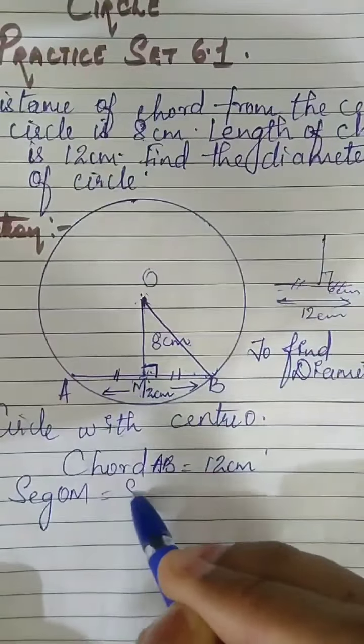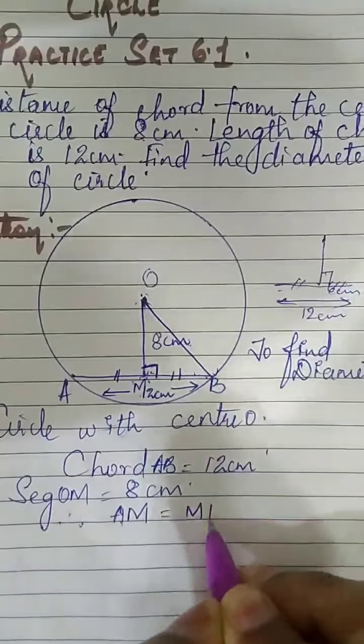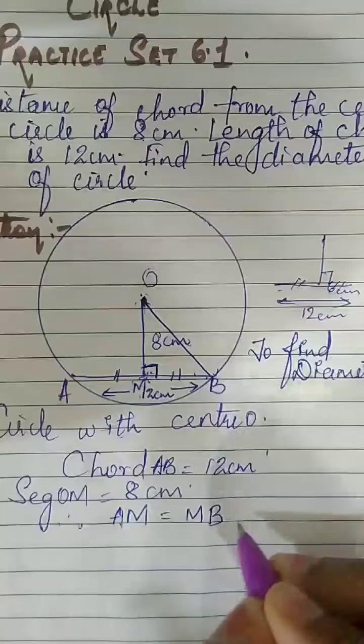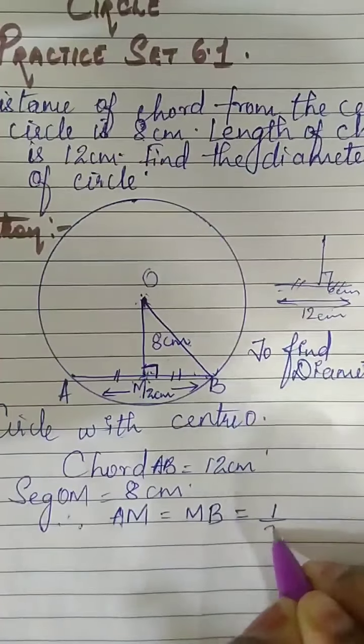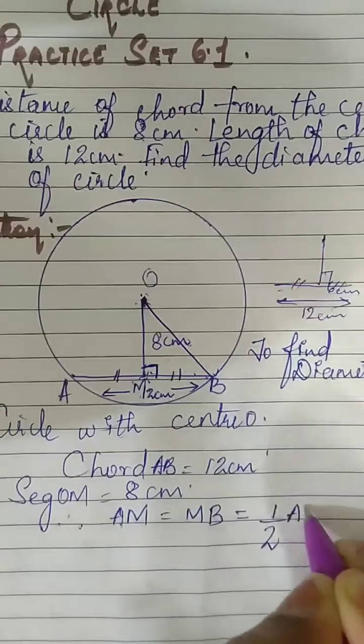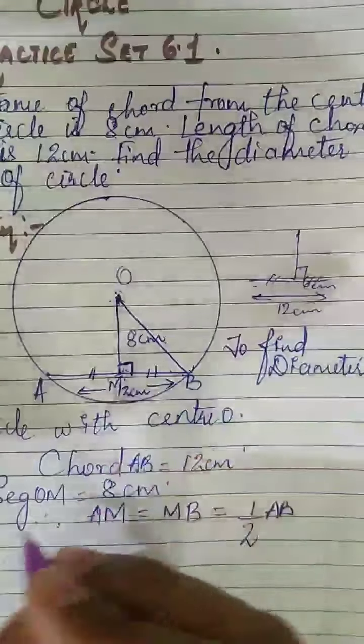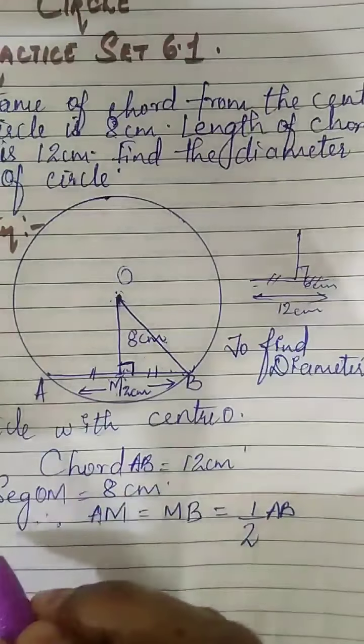Now, how much will be MB? So we will write therefore AM is equal to MB. AM is this much, MB is this much. AM is equal to MB is equal to half of the whole chord AB. Half of this full chord AB. Write the reason. Full reason you have to write.